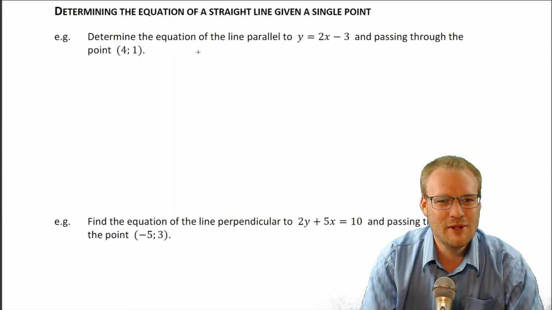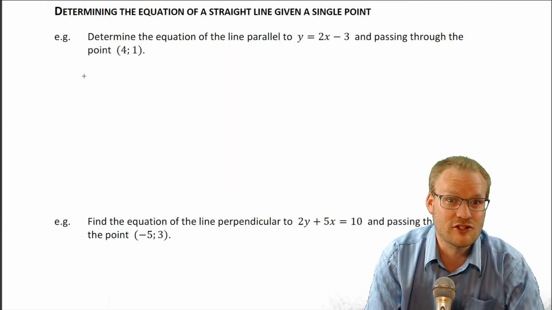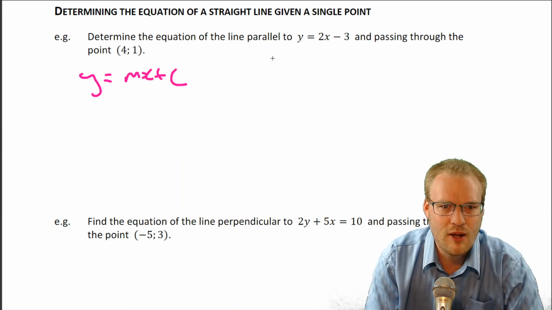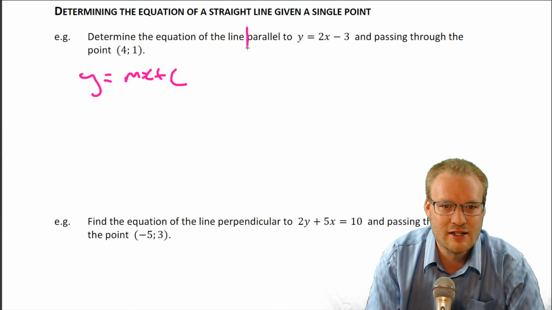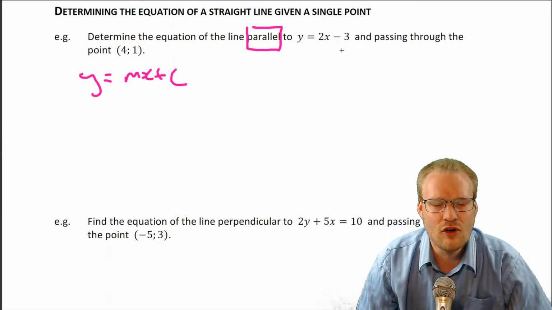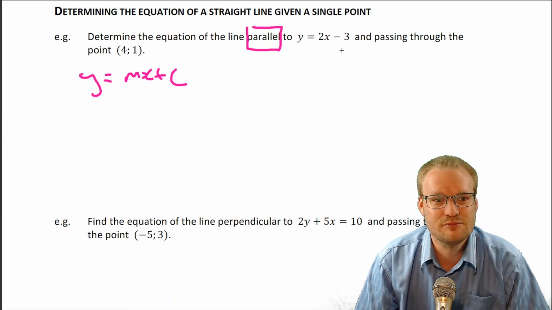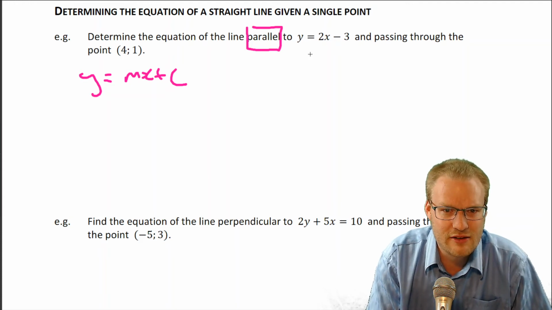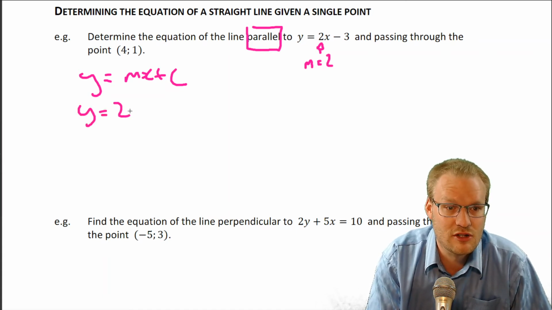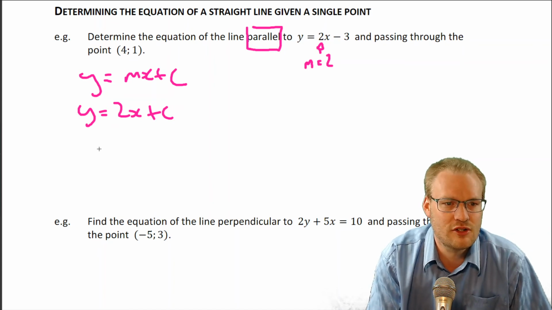Okay. Determine the equation of the line parallel to y equals 2x minus 3 and passing through the point 4, 1. What's the standard form of any straight line function? y equals mx plus c. By saying that this line is parallel to the line given, what does that immediately tell us? Well, hoping that you're saying, therefore, this m is 2. So therefore this m over here is also 2. So y equals 2x plus c. Cool, substitute the other point in.